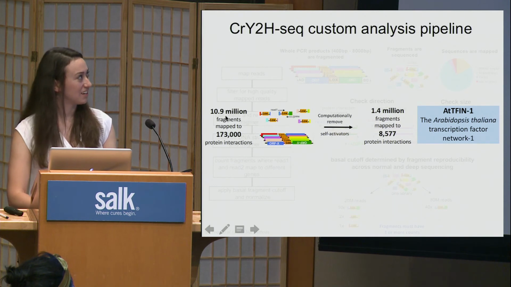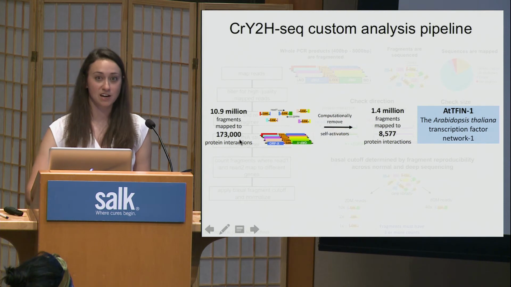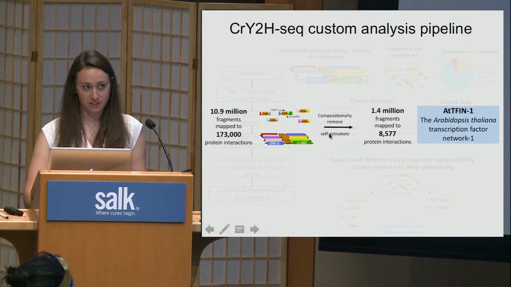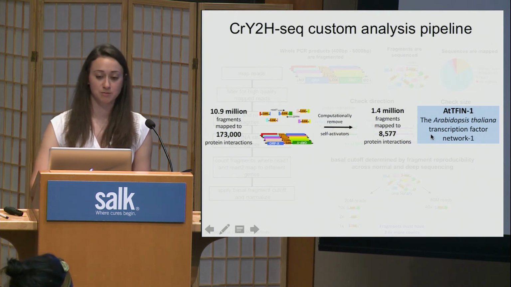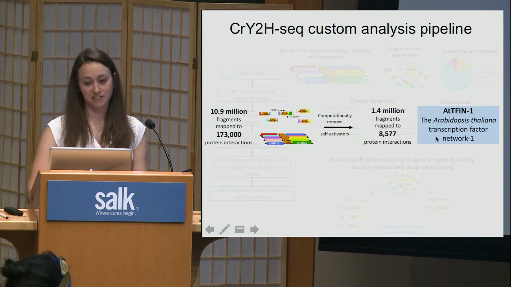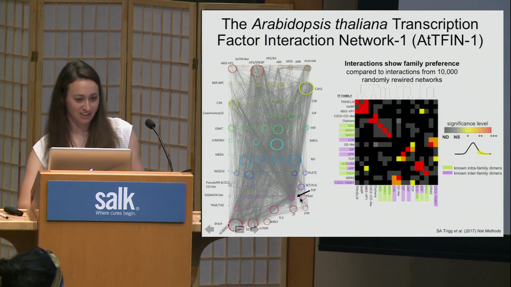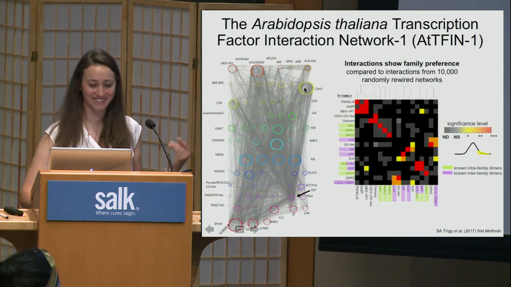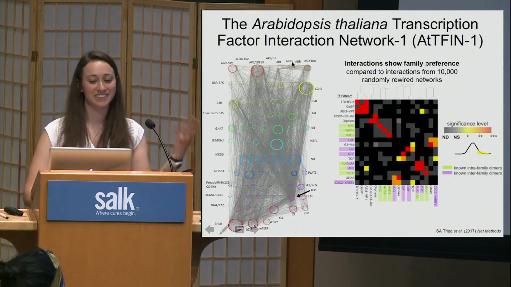So after doing all that, from the 10 replicate experiments, 10.9 million fragments mapped to 173,000 different interactions. I computationally removed self-activators, and that gave 1.4 million fragments, which mapped to 8,577 different protein interactions. And I called this the Arabidopsis thaliana transcription factor interaction network 1. And this is what it looks like. Everyone can make sense of that, right? So this was just a quick way to visualize what the data looks like.